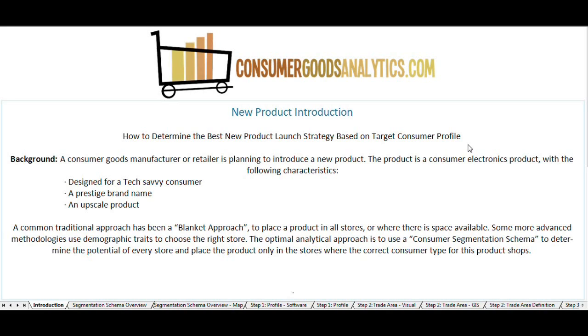So a common approach to launching this type of product is to place it in most of the stores, or all the stores, or where there is space available. Some more advanced techniques look at demographic traits of the stores and place the product, for example, where there are more consumers with a higher income. But the optimal approach is to use a consumer segmentation schema and determine the potential of every store based on the consumers that live around that store. And we'll showcase how to implement that methodology here.